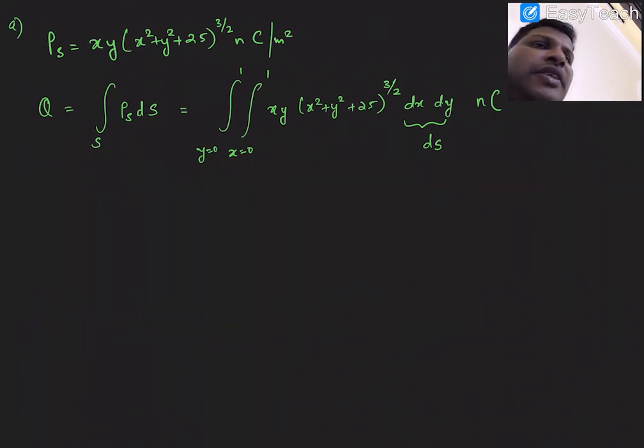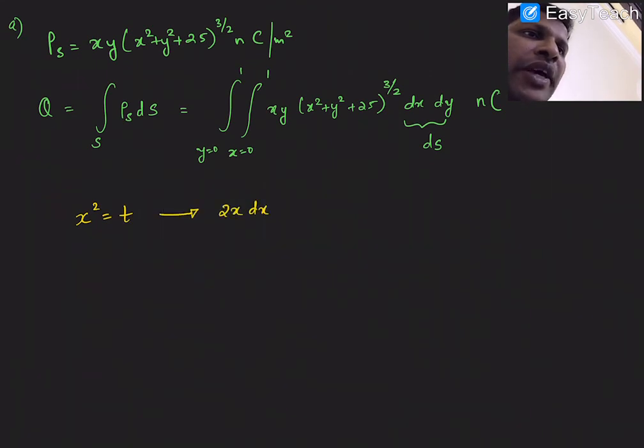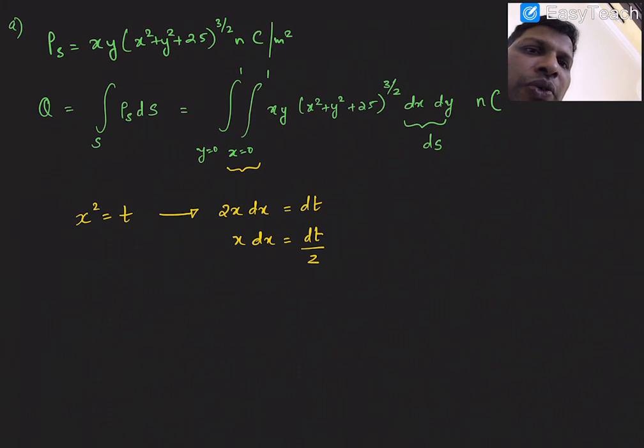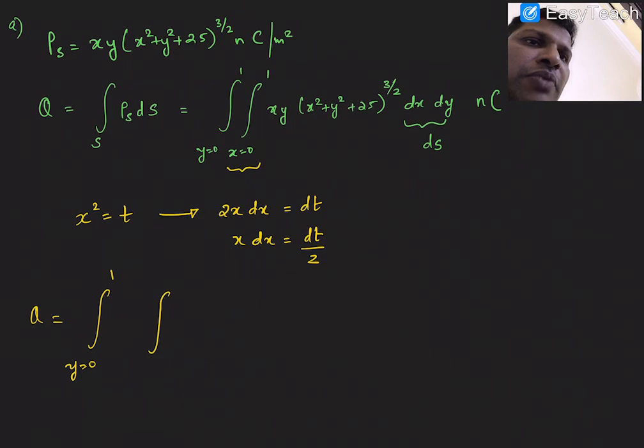So let us consider x square is equal to t. Then we will get 2x dx is equal to dt, or we can say x into dx is equal to dt over 2. So we will use this to integrate along x. So we will get Q is equal to, we have the variable y, and you see x is changing from 0 to 1.